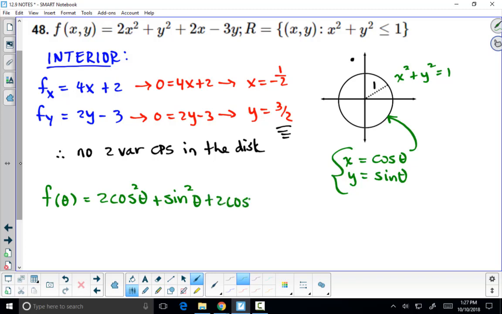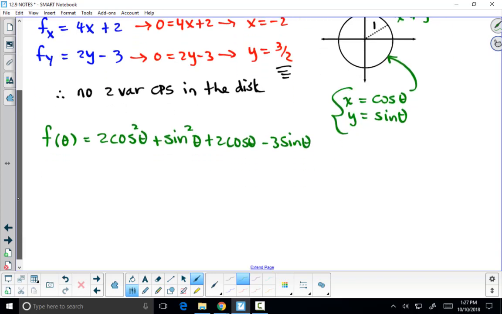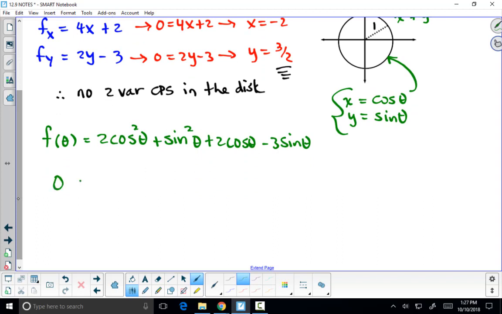So then this is our one variable function. We have to set that equal to 0. And here we could do the same thing. We'd say, oh, let's peel off one cosine squared, combine it with that sine squared, and get a 1. So we would have 1 plus cosine squared plus 2 cosine theta minus 3 sine theta plus 1. And here's where we have to use technology. There's no way you're solving that without technology.